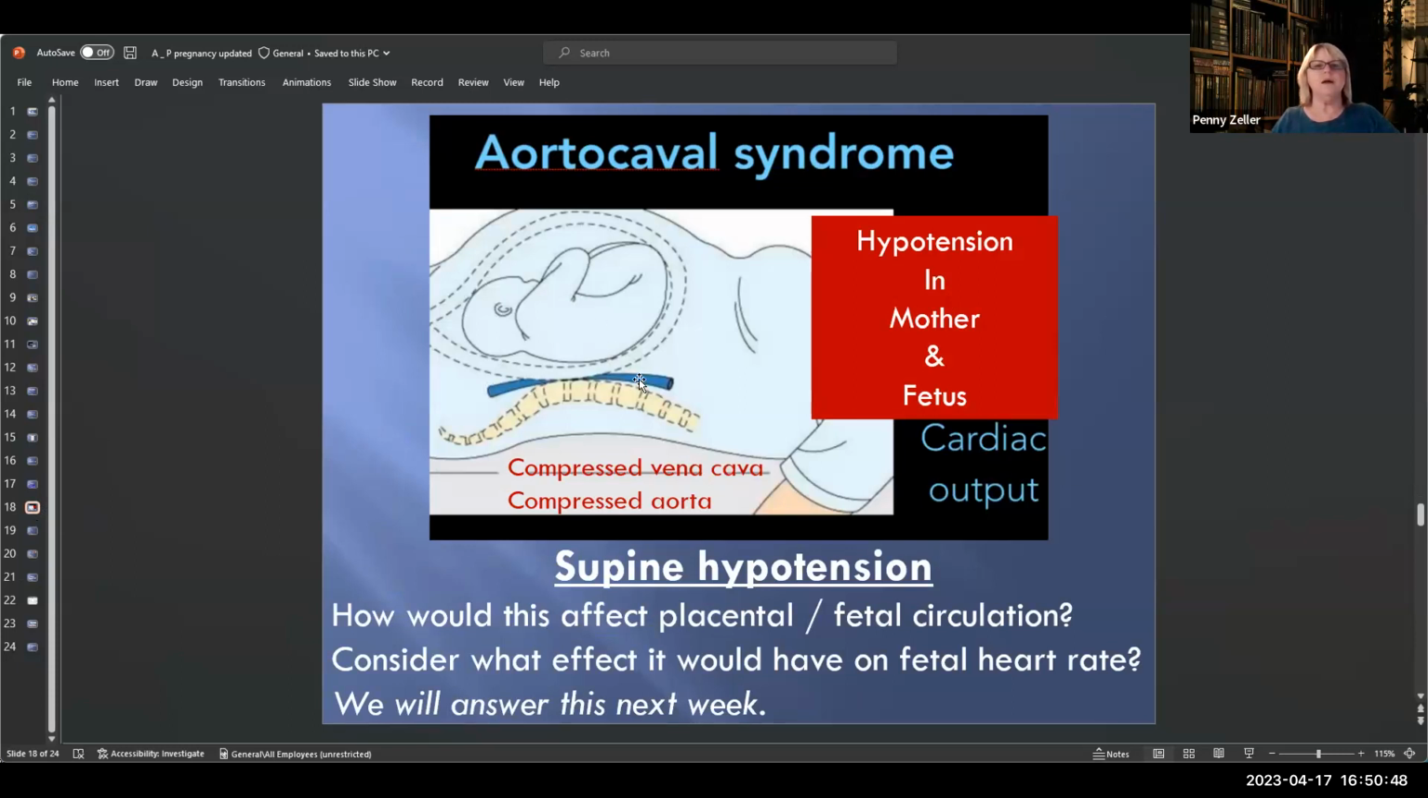See that big baby lying right on top of that inferior vena cava. And there's an aorta in there too. So it's called aortocaval syndrome or supine hypotension. So if the mother is lying flat on her back, it's going to reduce blood flow not only to her brain and her uterus, but also to the placenta, right? And reduced blood flow to the baby causes the baby's heart rate to drop. Okay. So let's go back.